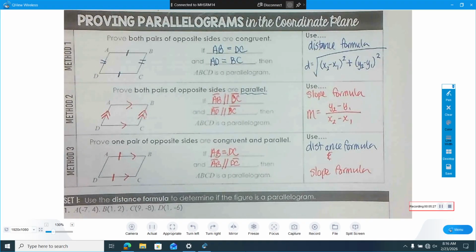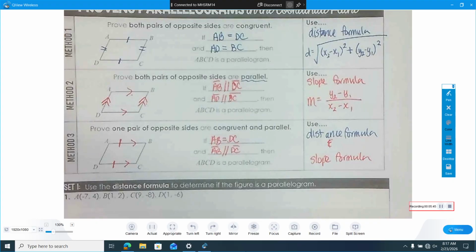And you get to choose today which way works best for you to prove parallelograms. But I'm going to show you one of each so you can see what you would need to do for each of those. Okay, so here we go.